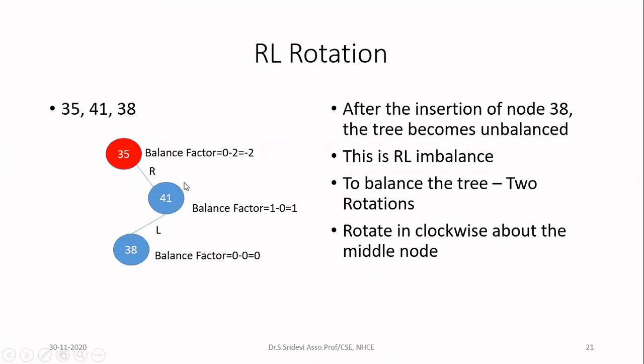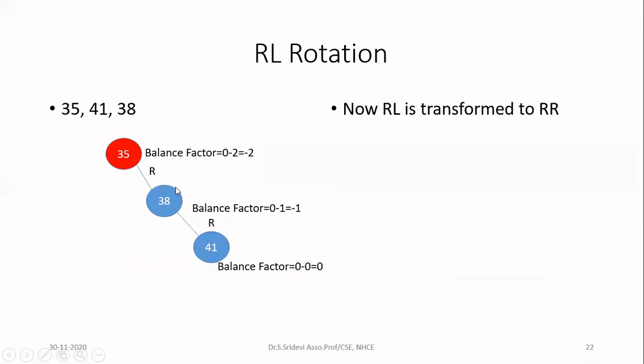So which is my middle node here? It is 41. I need to now rotate in the clockwise direction about this 41. I am assuming that there is a nail here and there is a thread here. I am going to pull this 41 down in the clockwise direction. So it will come down, and at the same time this 38 will move up. Now, after that, this is my new tree. So I have pulled 41 down in the clockwise direction and 38 moved up to the position of 41.